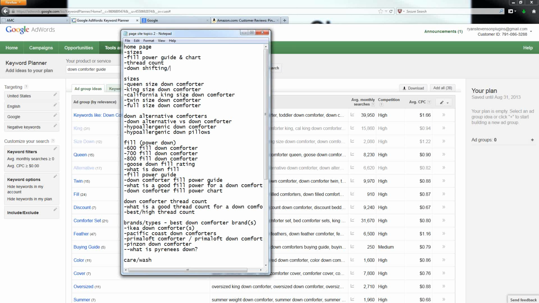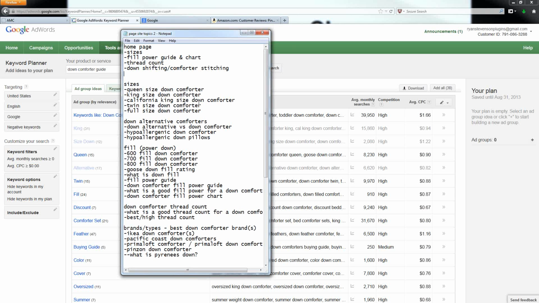The next one is the down shifting, which is as a result of the comforter stitching. I feel like this is a very, very valid consumer concern for a lot of people that are interested in purchasing these down comforters. So I want to make sure that I address this problem and actually tell them why it happens, and then direct them along to some specific product advertisements that are not going to have this problem.